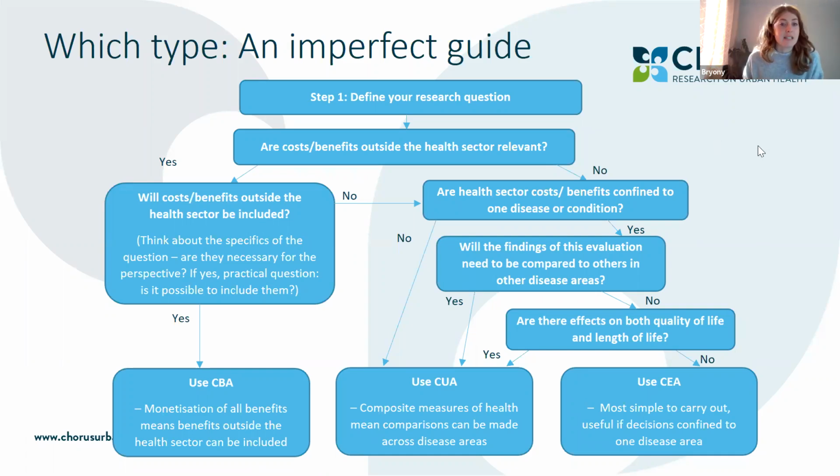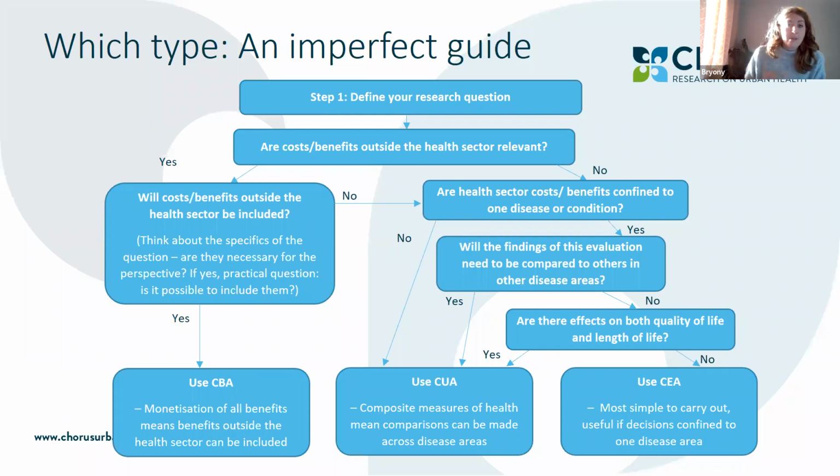So the idea of this is that you would start at the top of the flow chart up here, with questions about whether the benefits outside the health sector are going to be relevant. If they are relevant, whether those benefits actually need to be included in the study. And if the answer is yes, then this gives you a recommendation of a cost benefit analysis. That type of analysis allows us to more easily incorporate benefits outside of the health sector.